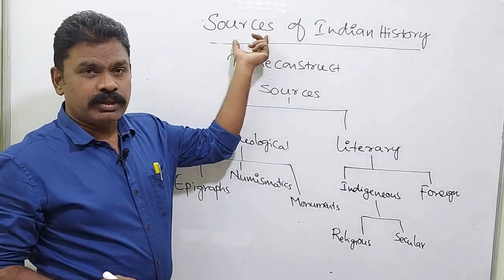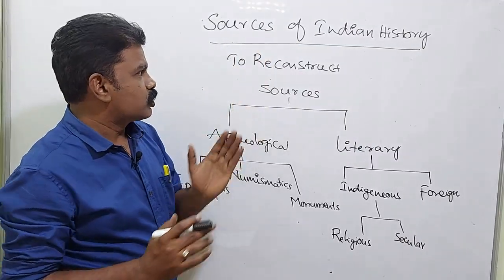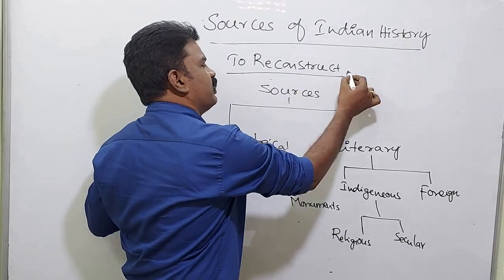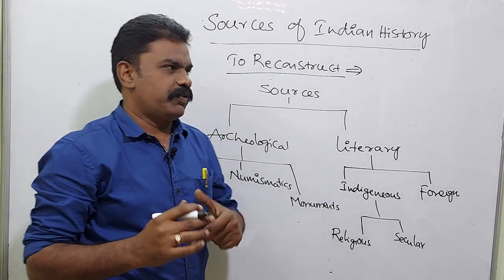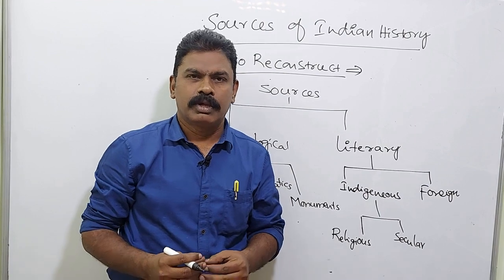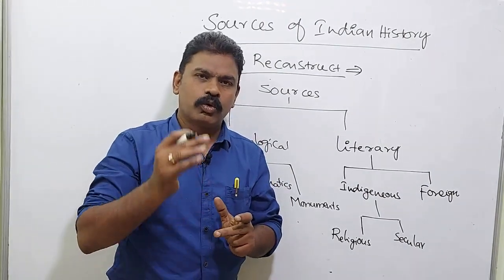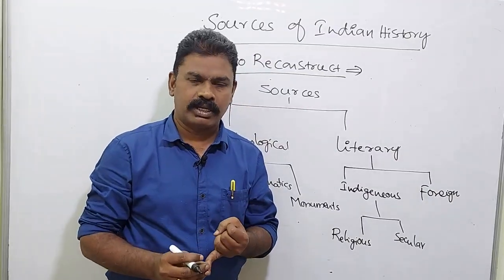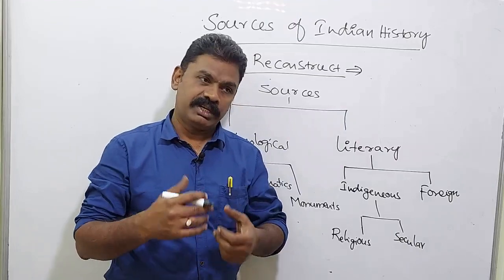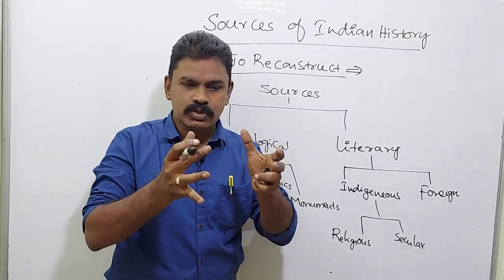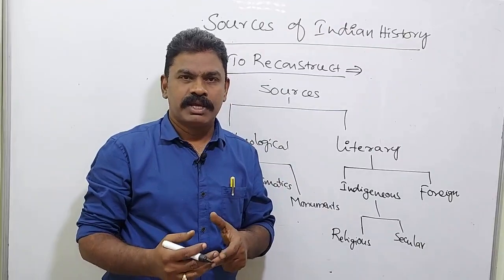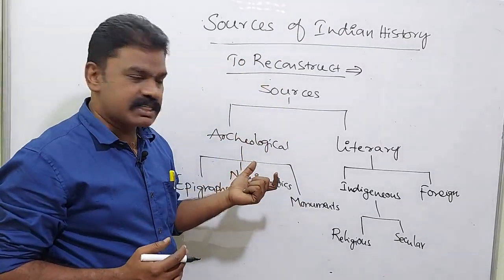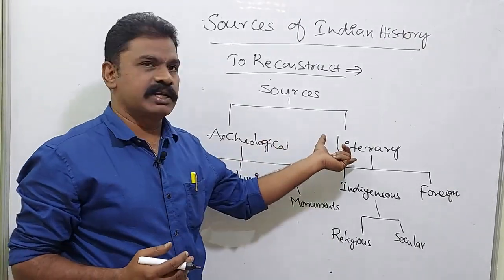How are sources used for the reconstruction of Indian history? Sources are used for the reconstruction of Indian history. For example, if you attend an interview, the interviewer wants to know about yourself, and you need to produce some certificates like SSC certificate, intermediate, degree, like that. These are the sources to know about yourself. Same like that, to know about Indian history, we need some sources like archaeological sources and literary sources.